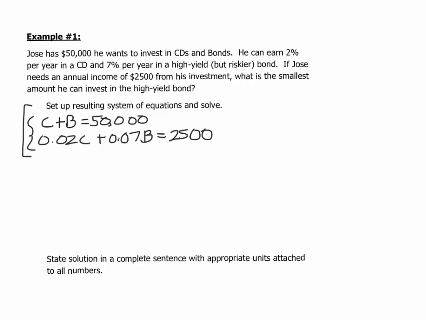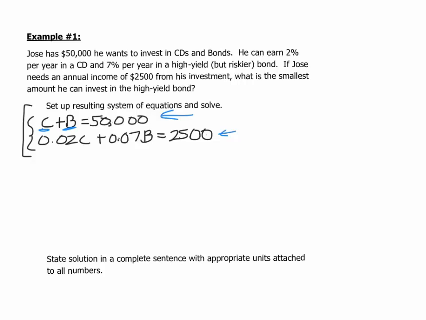Substitution works really well if you can easily solve one of your equations for one of the variables without having fractions or decimals that are more complicated to deal with. If I look at this first equation, I can very easily solve it for either C or B. The second equation might be more complicated to solve for C or B because I'd have to divide by that coefficient. So in general, if I have a coefficient of 1 or -1 in front of one of my variables, then that makes it easy to solve for that variable.